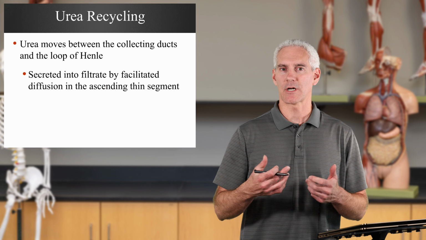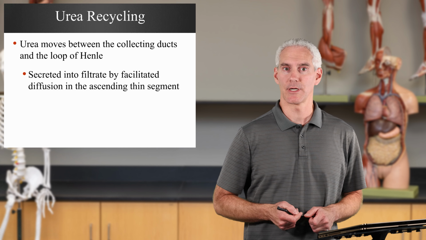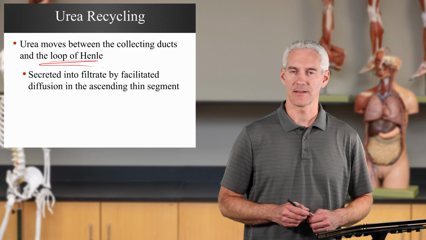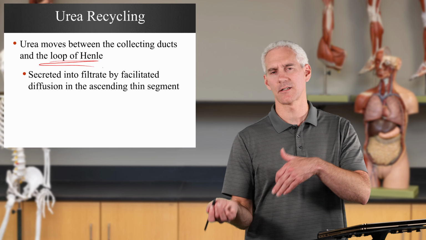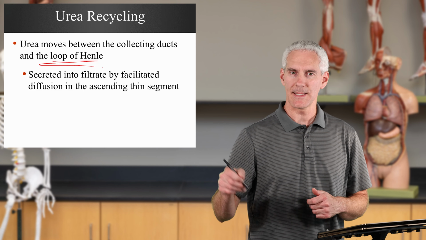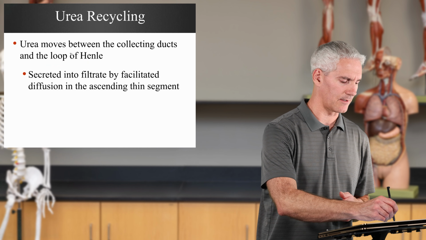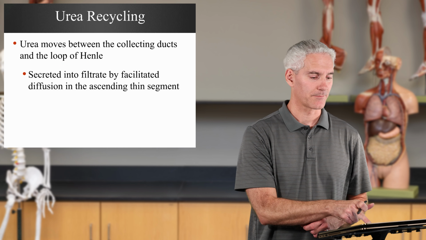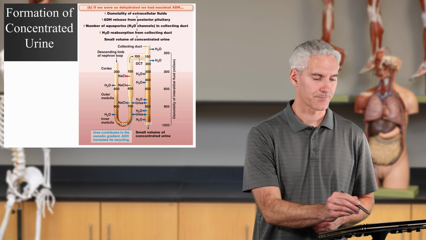Mention the urea was already pulled back. That's urea recycling. It's basically going back into the loop of Henle, going back and forth. Collecting duct, loop of Henle. Goes back to the collecting duct, loop of Henle. So it keeps this kind of recycling process going. But that was the dilute urine. Look at the concentrated urine.